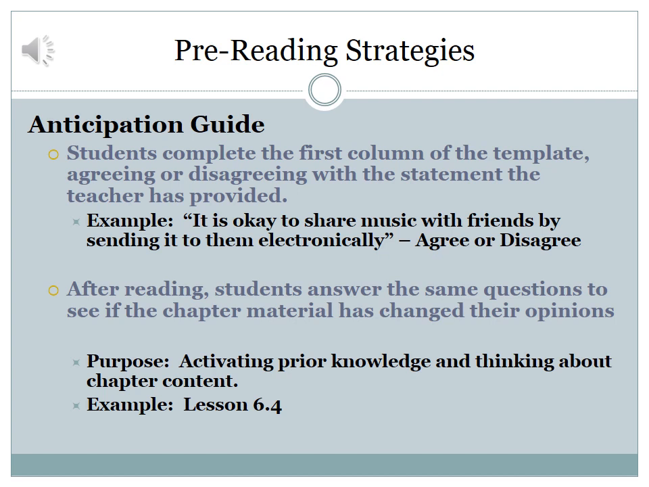Once students complete the column, the teacher can lead a discussion asking students what they think. Then the students read the text. After reading, students answer the same question to see if the chapter material has changed their opinions. In this way, the strategy prepares them for their reading and helps them make sense of their reading. The purpose is to activate prior knowledge and to think and discuss ideas about the chapter content.